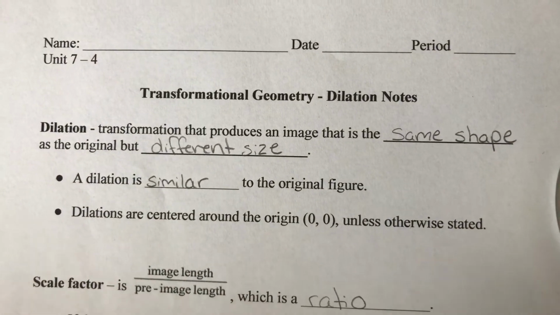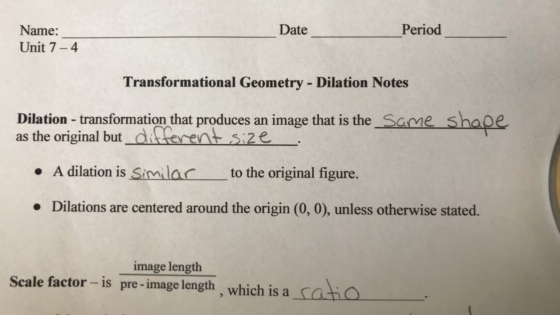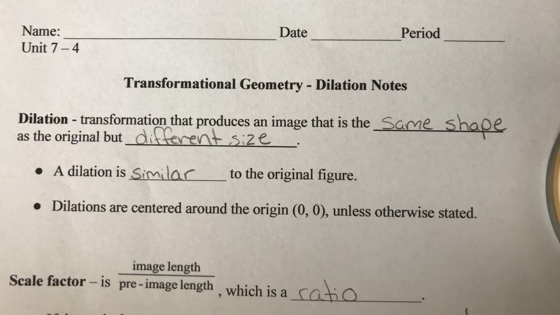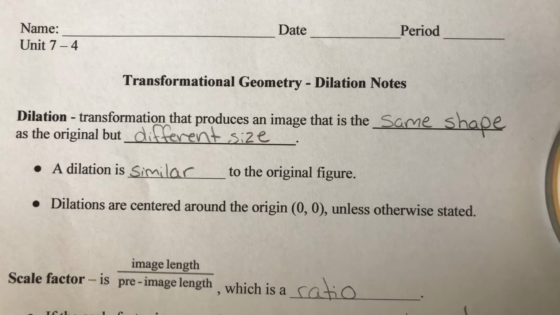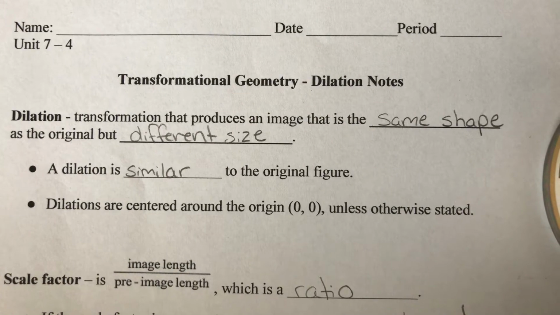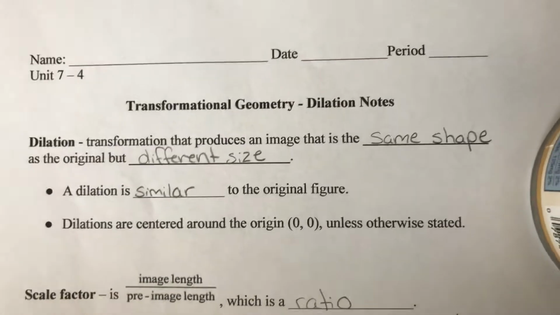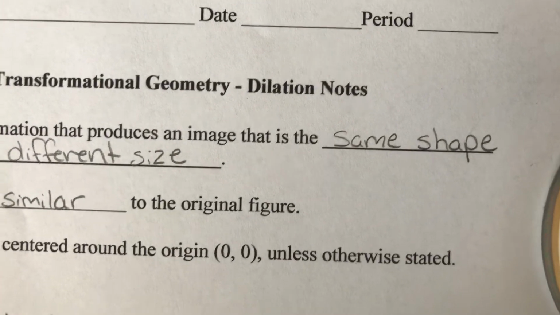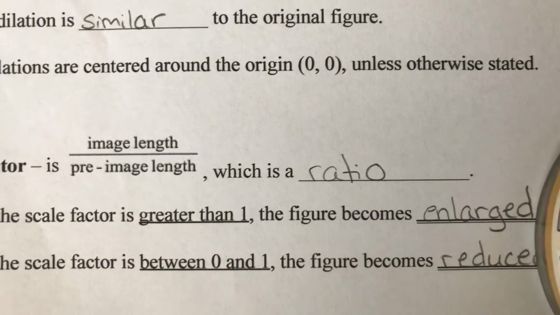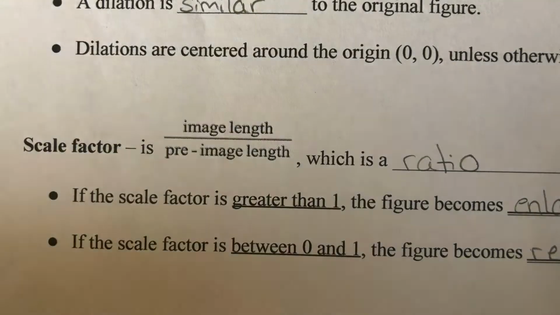Okay, so let's start off here. First, we have what a dilation is. A dilation is a transformation that produces an image that is the same shape as the original, but a different size. So we say that a dilation is similar to the original figure. The dilations that we are going to look at are going to be centered around the origin. In the future, you'll see other dilations centered around other points, but not for our 8th grade dilations unit here.